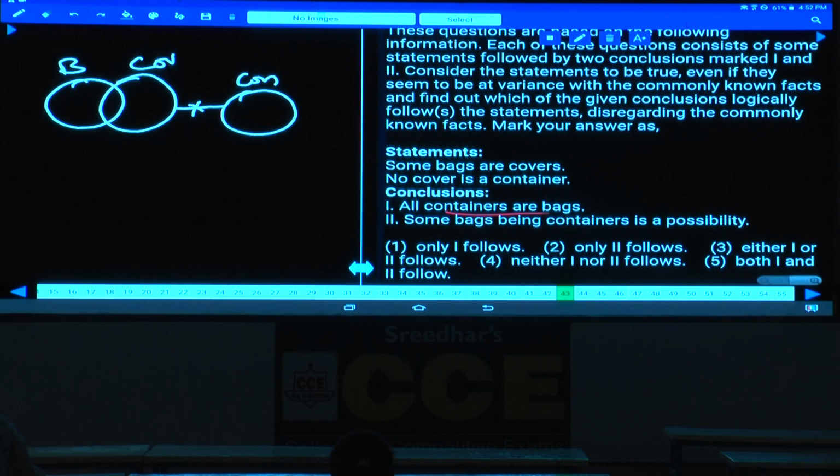First one, all containers are bags. All containers are bags, true or false? It is false. And next one, some bags are containers is a possibility. Some bags are containers is possible or not? Yes, sir. Now here I can draw this container. Hence it is possible. Only 2 follows, choice 2 again.